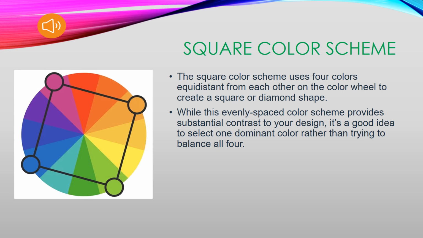Finally, we have the square color scheme. The square color scheme uses 4 colors equidistant from each other on the color wheel to create a square or diamond shape. While this is evenly spaced on the color scheme, it provides substantial contrast to your design. It is a good idea to select one dominant color rather than trying to balance all the 4 colors.